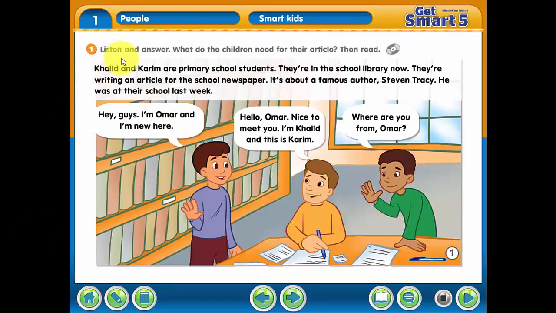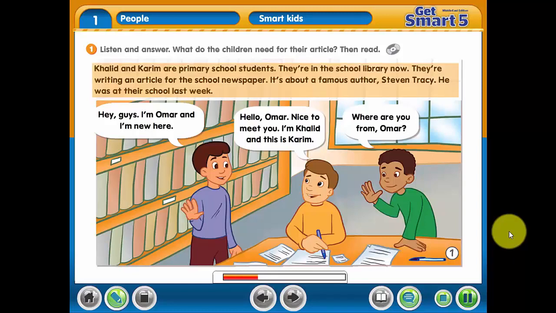Activity 1. Listen and answer. What do the children need for their article? These boys are going to write an article. What do they need for the article? هؤلاء الأولاد سوف يكتبون مقال. ماذا يحتاجون لهذا المقال؟ Let's listen then discuss. Activity 1. Listen and answer. What do the children need for their article? Then read.